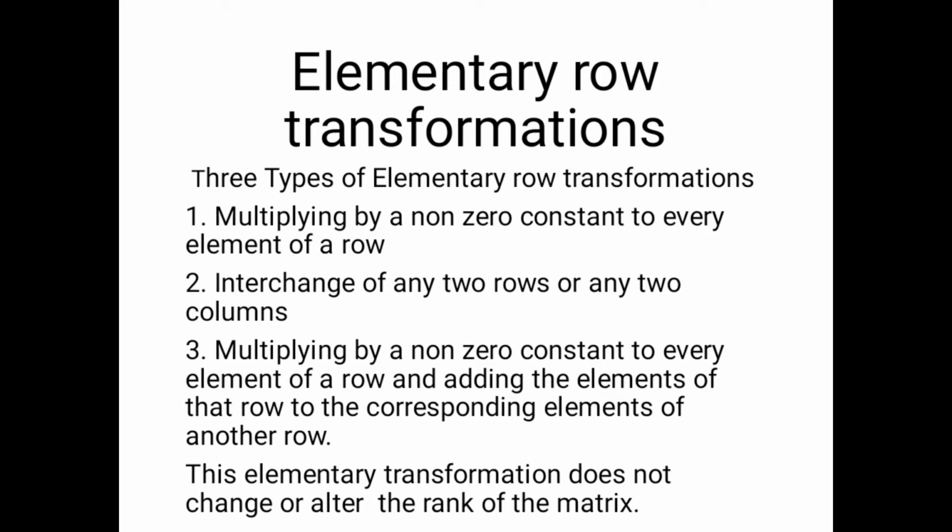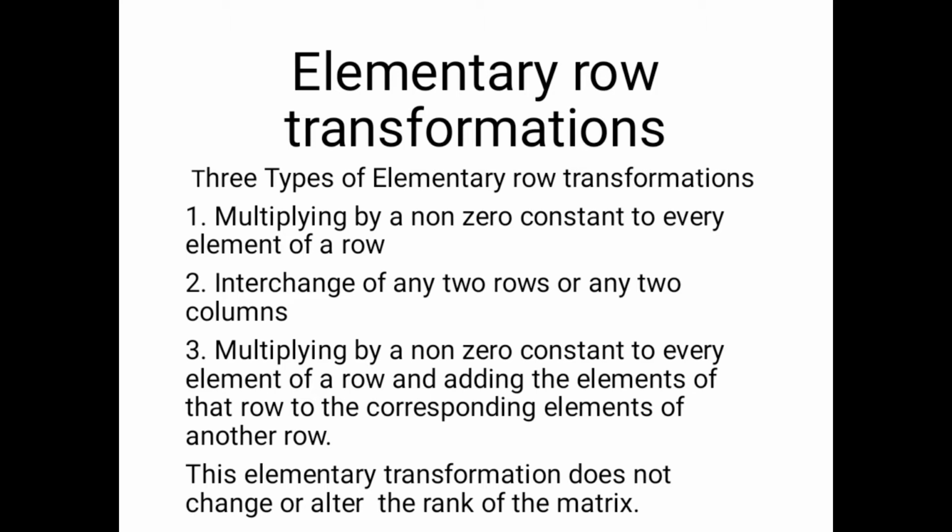One is we may multiply every element of a row by a non-zero constant. Suppose we want to multiply every element of the first row by the number 3. We denote it by 3R1, 3 into big R with the subscript 1. That means we are multiplying every element of R1 by 3, so R1 is changing to 3R1.